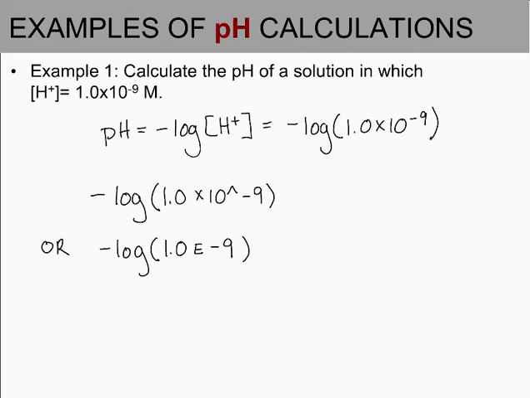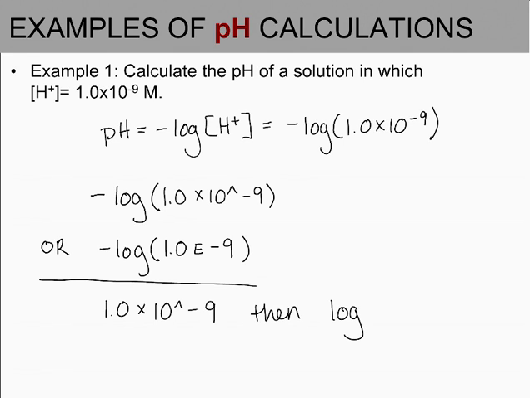Now, older calculators, they tend to be a little trickier. So in older calculators, you might have to type in 1 times 10 to the negative ninth, or e negative 9, and then hit log, and then put a negative sign in front of it. So it kind of depends on the calculator.